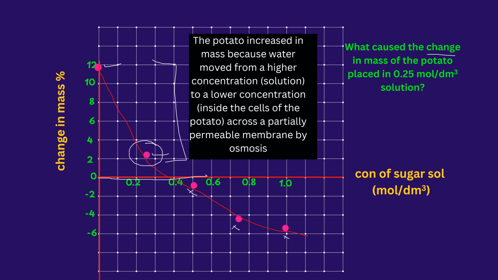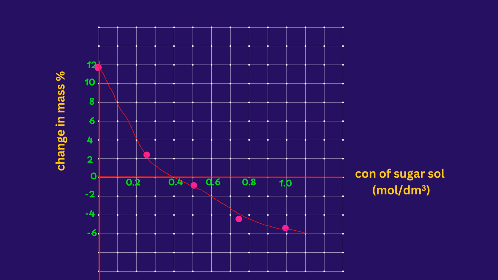You must mention that the potato increased in mass because water moved from a higher concentration, which is in the solution, to a lower concentration, which is inside the cells of the potato, across a partially permeable membrane by osmosis. Students, you must say all of this. This is usually a 4 marker. To say all of this, you'll get your 4 marks. Let us continue with the interpretation of this graph.